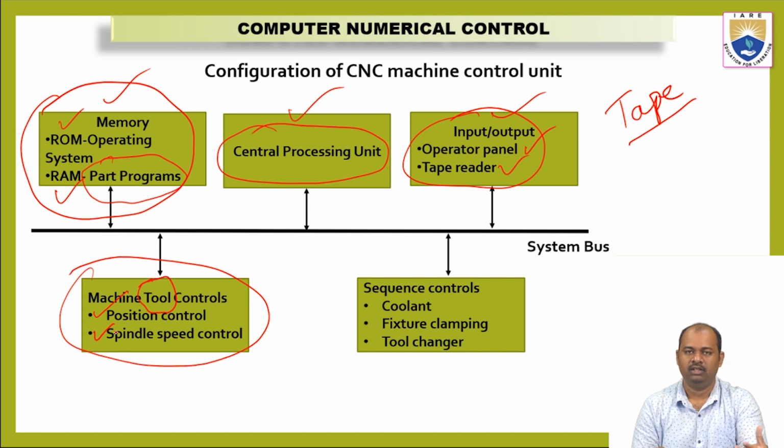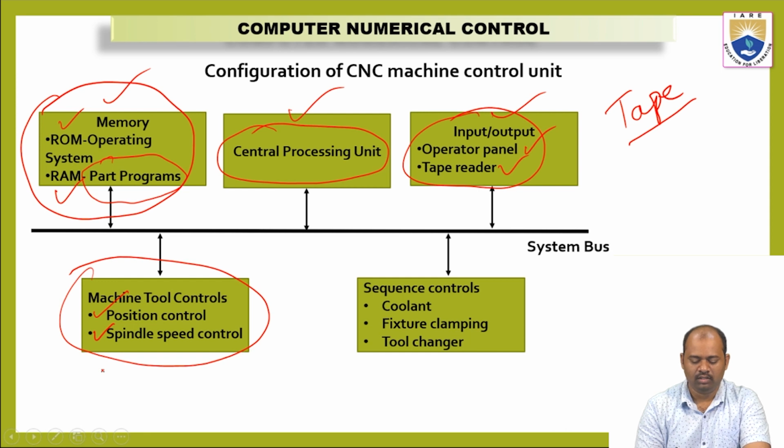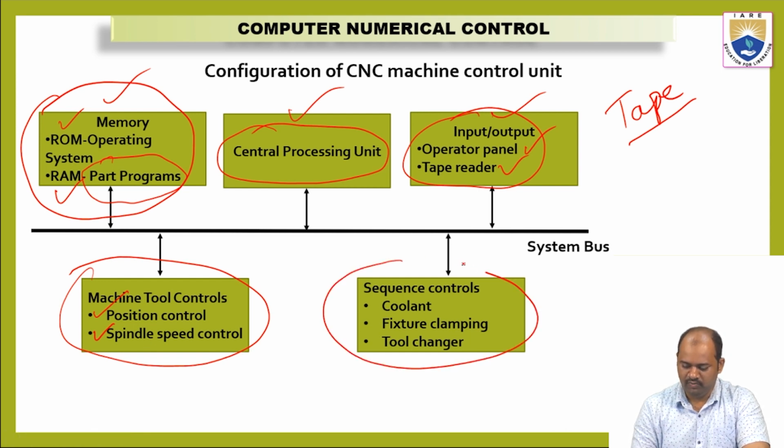Whatever workpiece is fixed into the chuck, the chuck speed can be modified or controlled by using this machine control. Okay, this system is the controlling part where the tool speed, the tool feed or the spindle speed can be controlled. And see the last one, sequence control.